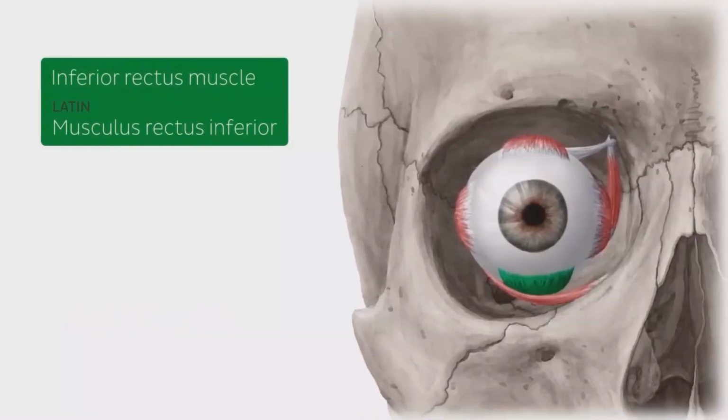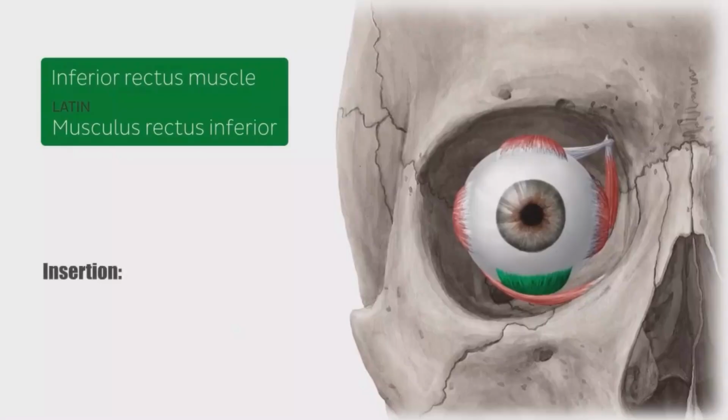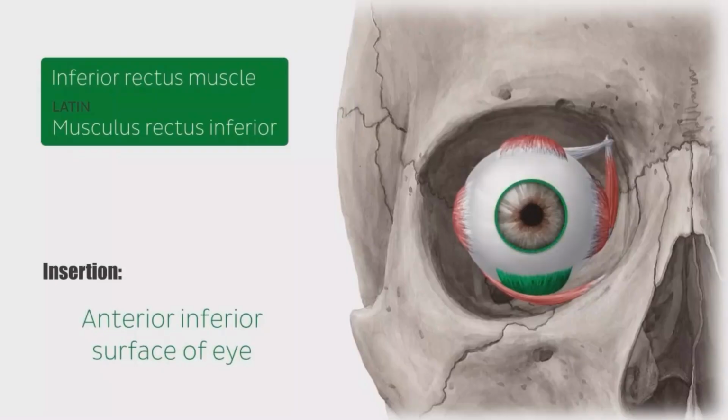The inferior rectus muscle inserts onto the antero-inferior surface of the eye, on the sclera, the white of the eye, about 6 millimeters posterior to the corneal limbus, indicated by the green circle, which is the border between the cornea and the sclera.